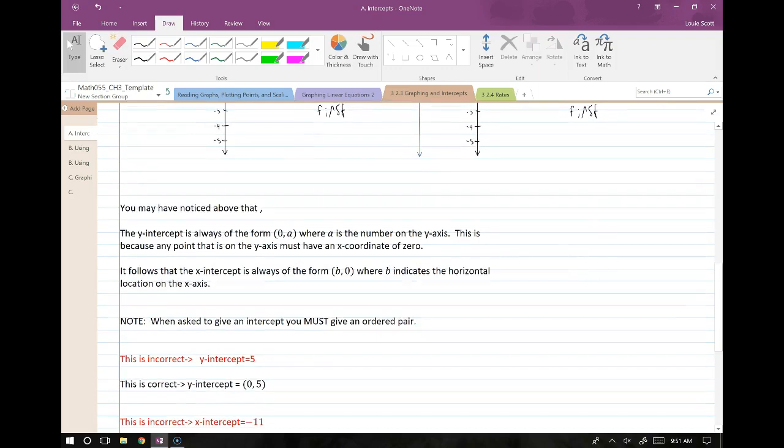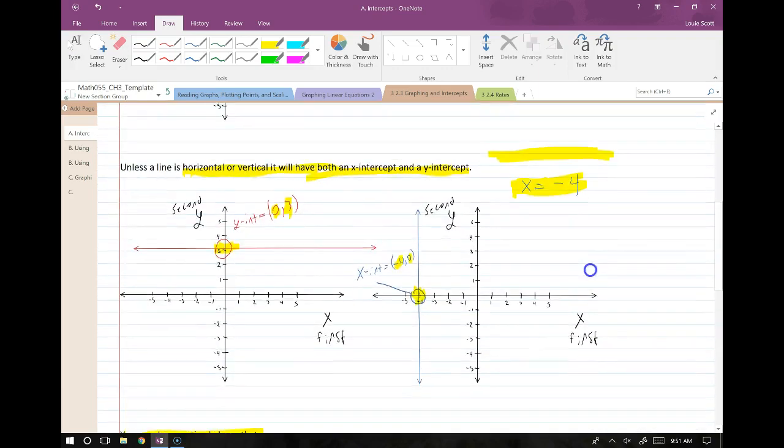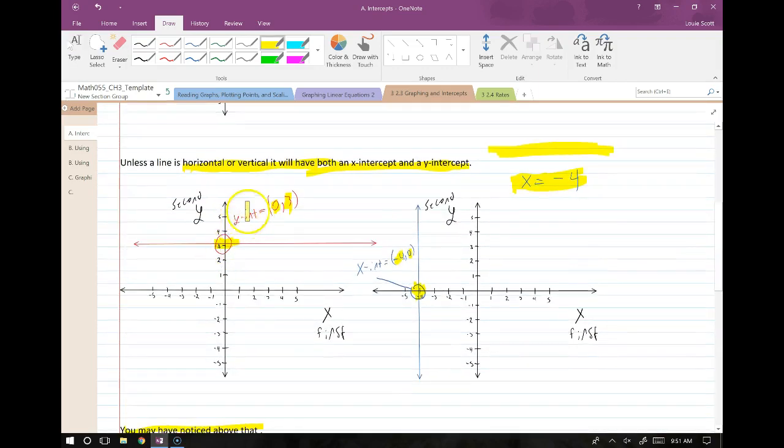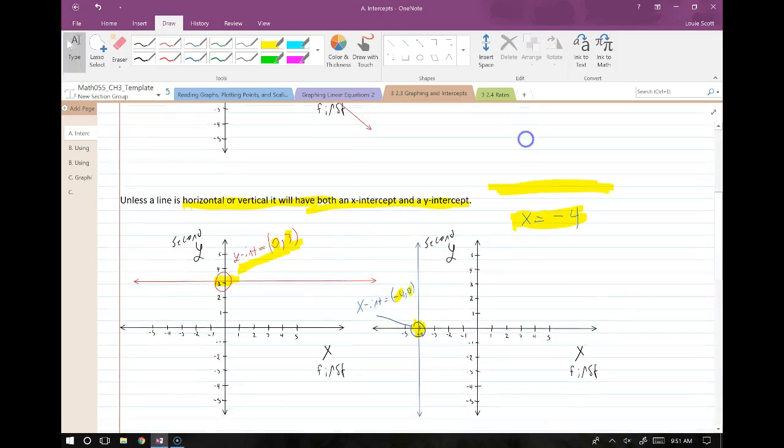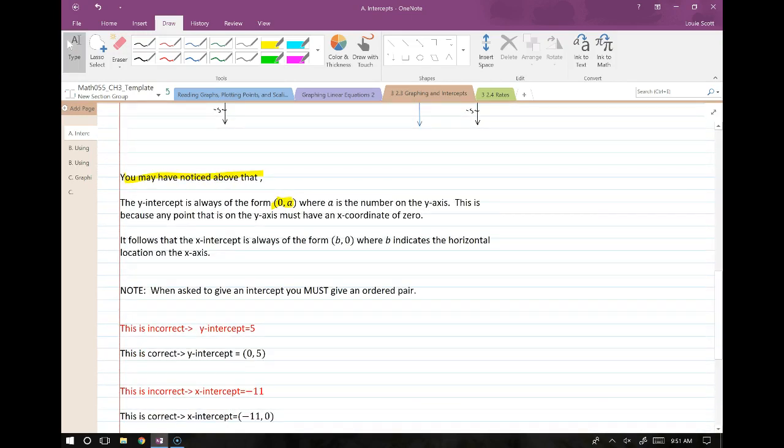So one thing you may have noticed above is that the y-intercepts are always in the form (0, a), where a is some number on the y-axis. So let's go back and look at that. So this horizontal line produced the point (0, 3), because x is equal to 0 there, right? The y-intercept up here that I've got highlighted in green, this is (0, 4), because the x-coordinate is equal to 0 and the y-coordinate is equal to 4 at that point. So you may have noticed that. That's always going to be true if we have a y-intercept.